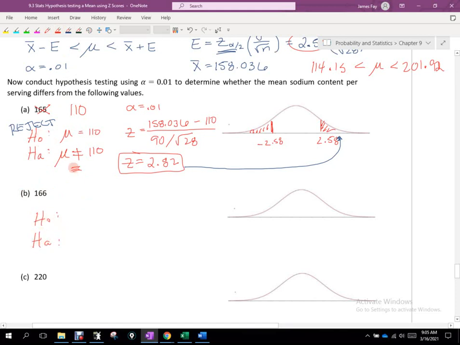The null hypothesis and the alternative hypothesis, again, because of the way this was worded, the alternative hypothesis would be mu not equal to 166. And the null hypothesis would be mu equals 166. The alpha level will still be 0.1, so this is still negative 2.58. This is still 2.58. Okay with everybody? And really the only thing up here that changes is the mu, correct? So the z-score of this information is going to be 158.036 minus 166 over 90 divided by root 28.